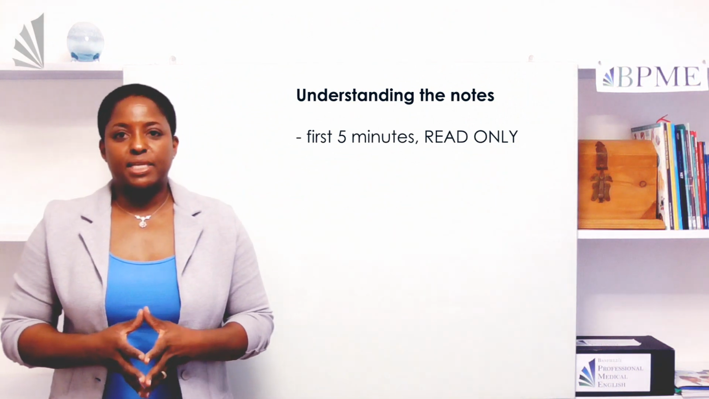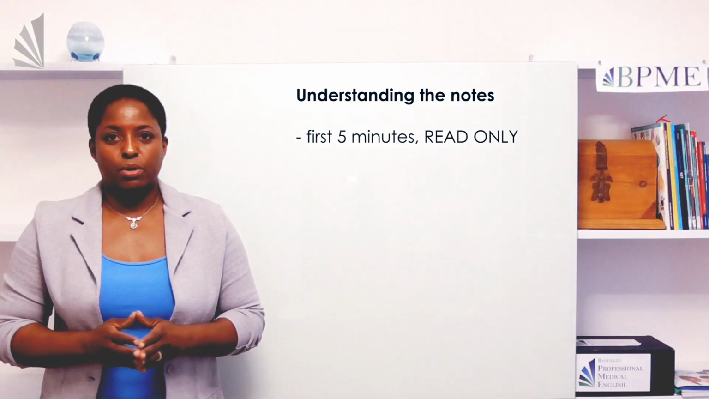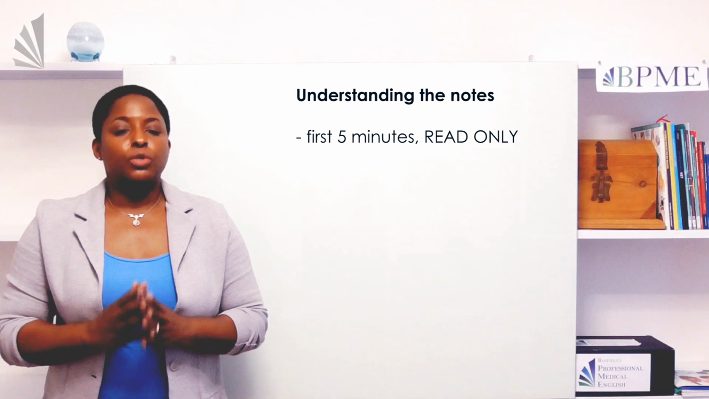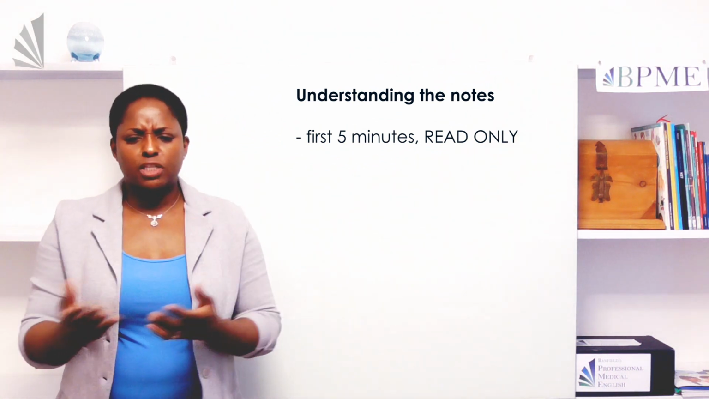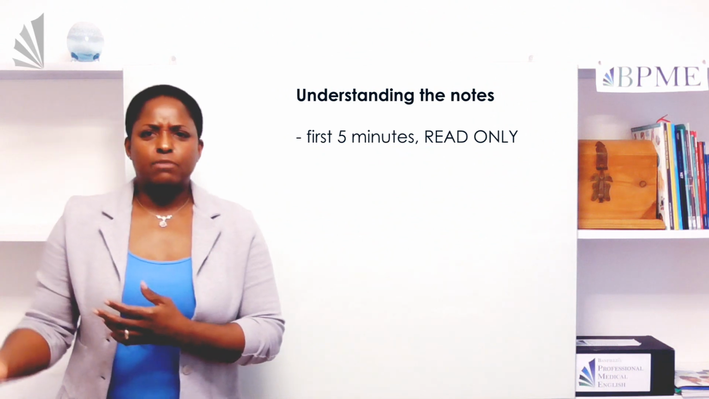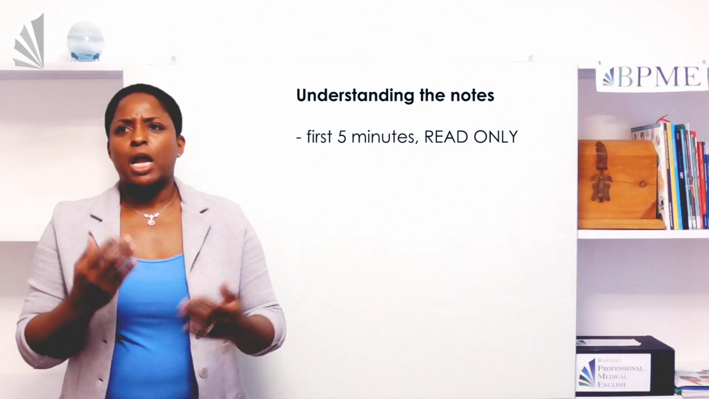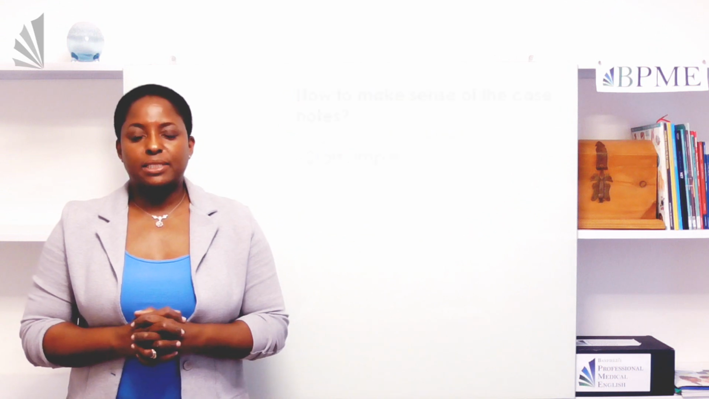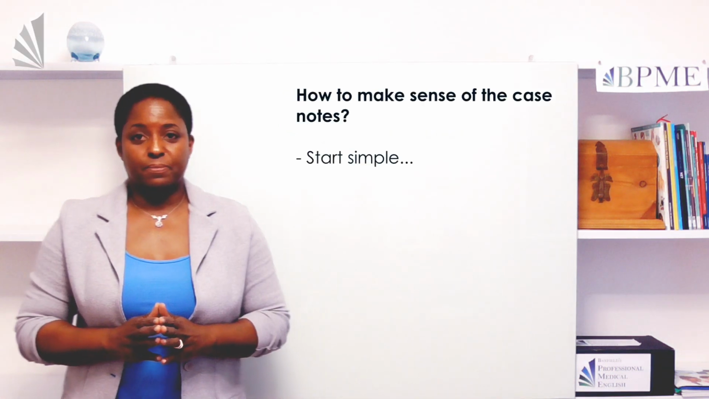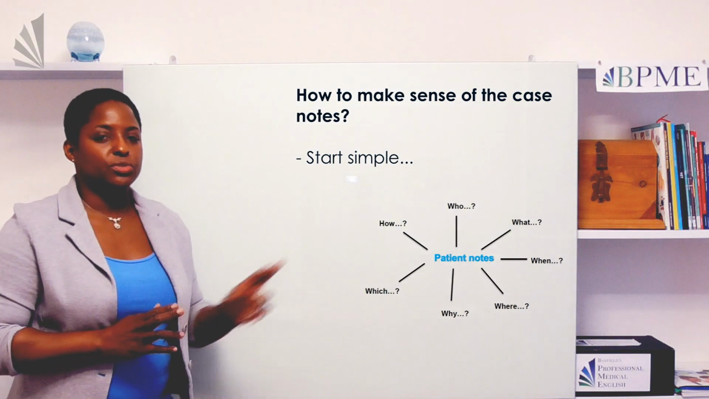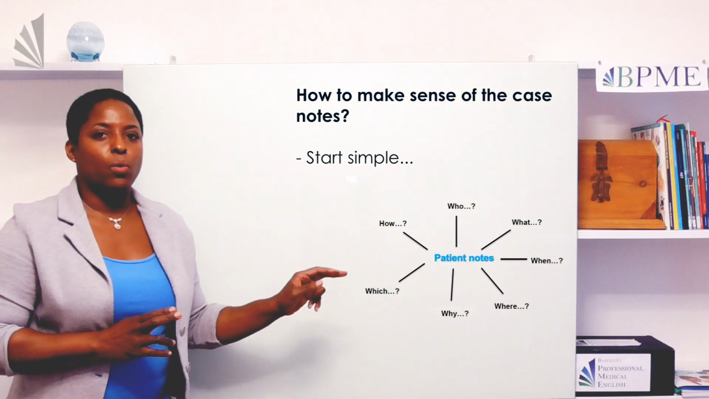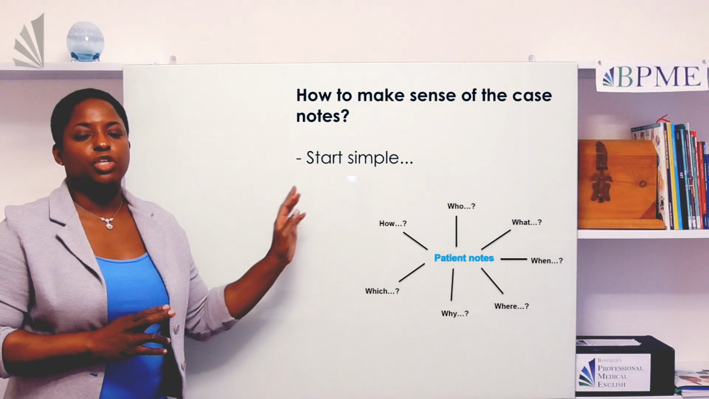In the first 5 minutes of the writing paper, you just read. You're not allowed to write. So how do you make sense of all these patient notes and information about the reader? I like to say, simplify it. How about using the W questions? Who, what, when, where, why, which, and how?